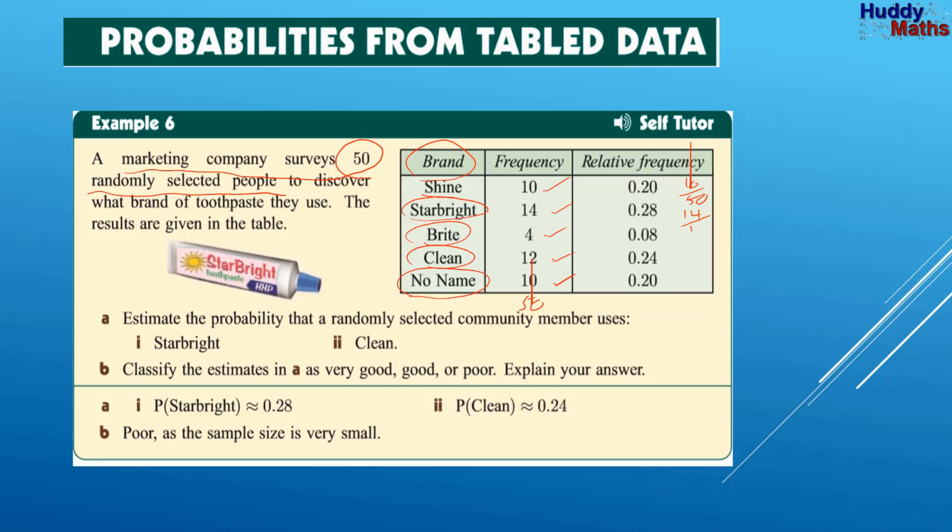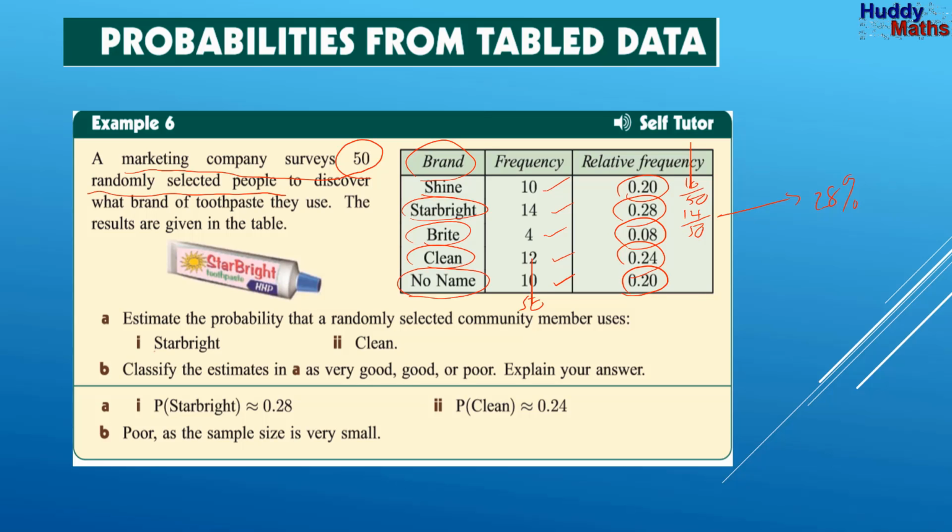14 out of 50, etc. And they've changed them all to decimals. This is handy if you want to say, well, the winning toothpaste was Starbright with 28%. Generally, people in the street don't want 0.28. Change it to a percentage by multiplying by 100. So the biggest market share went to Starbright with 28%. That's what the survey says.